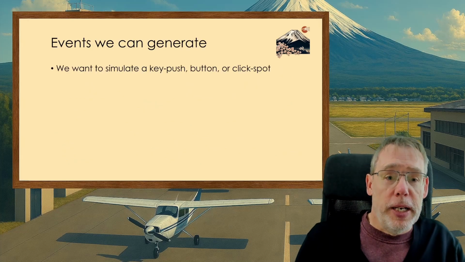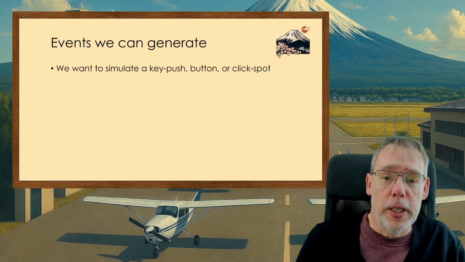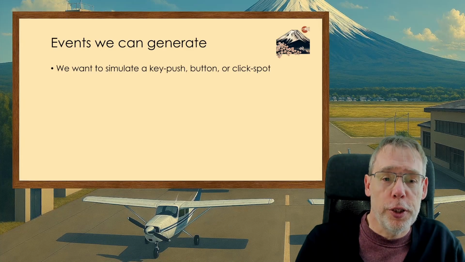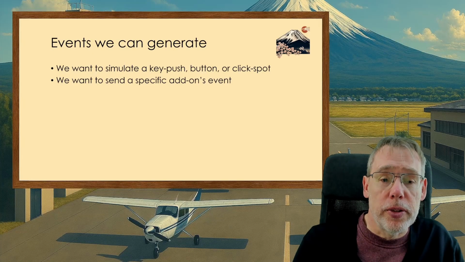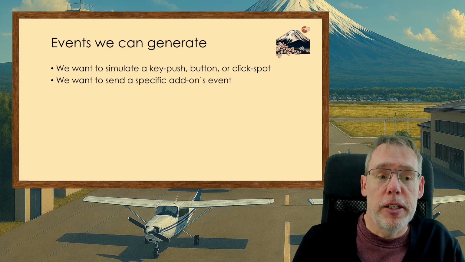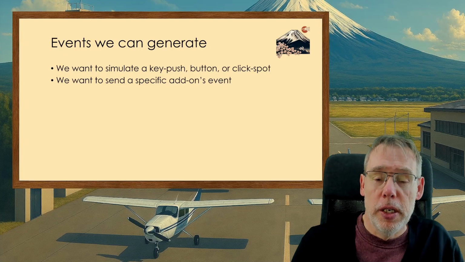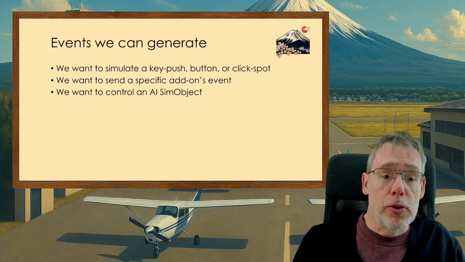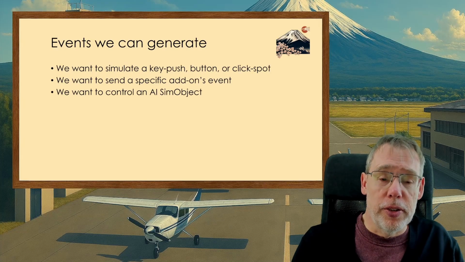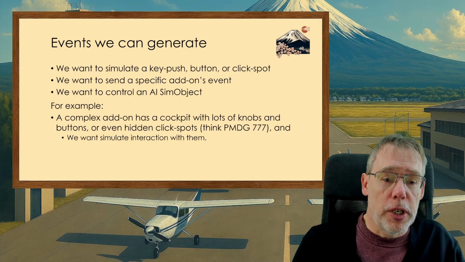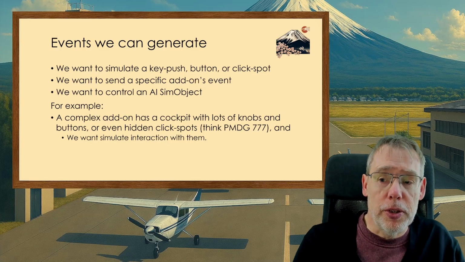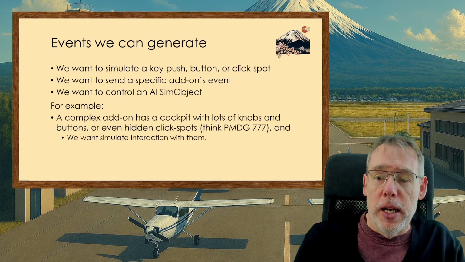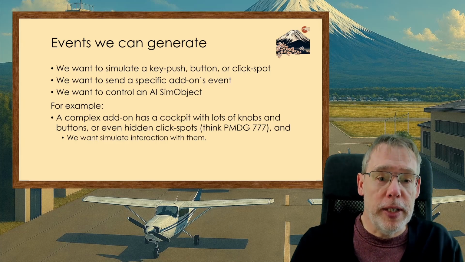And of course, the other thing we can do with events is generate them. We can simulate a key push, a button push, or a click spot on screen. And we may want to send specific add-on events, say an event from a PMDG 777. Or we want to control an AI SimObject. Again, a few examples. A complex add-on has a cockpit with lots of knobs and buttons and even some hidden click spots, and you want to simulate interaction with them.